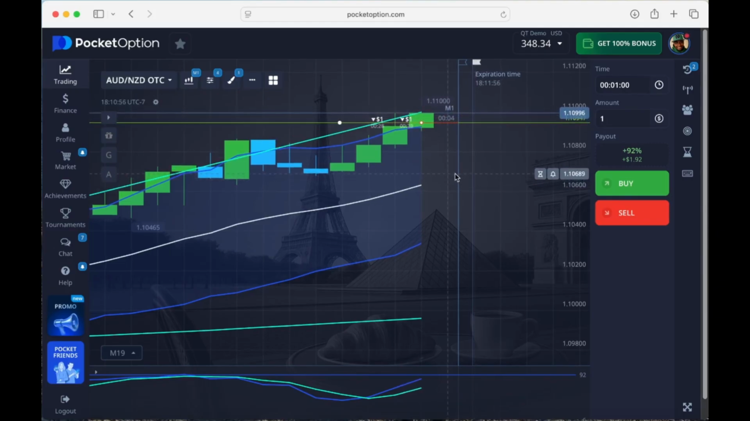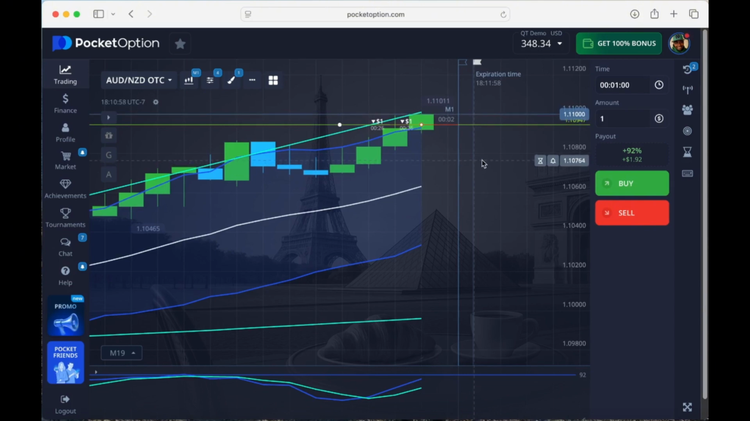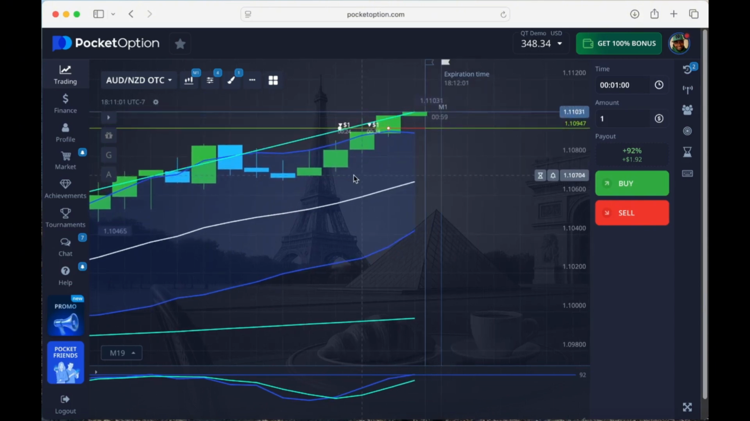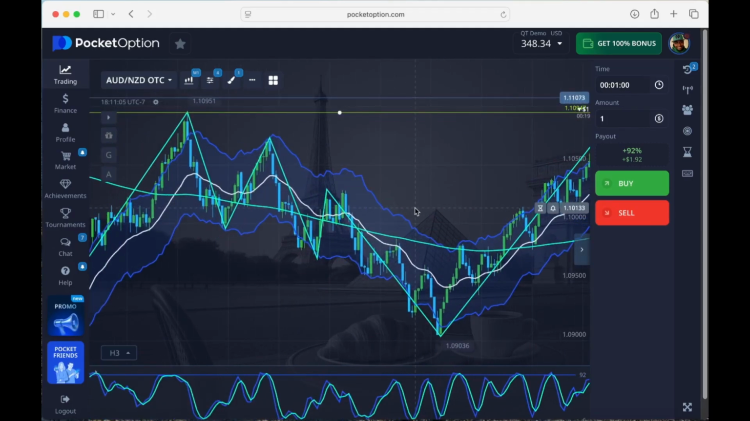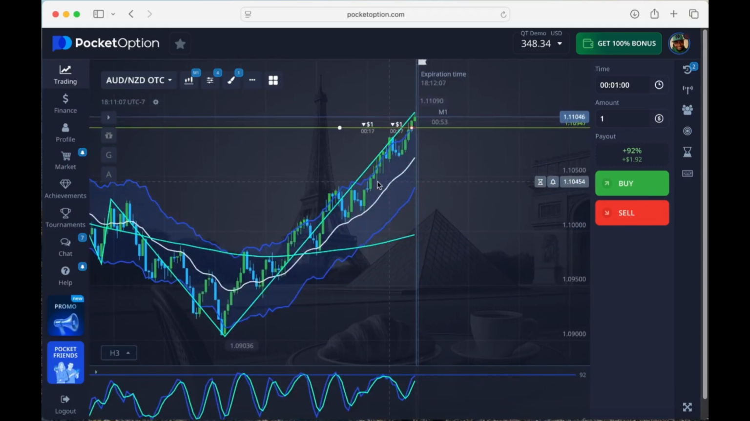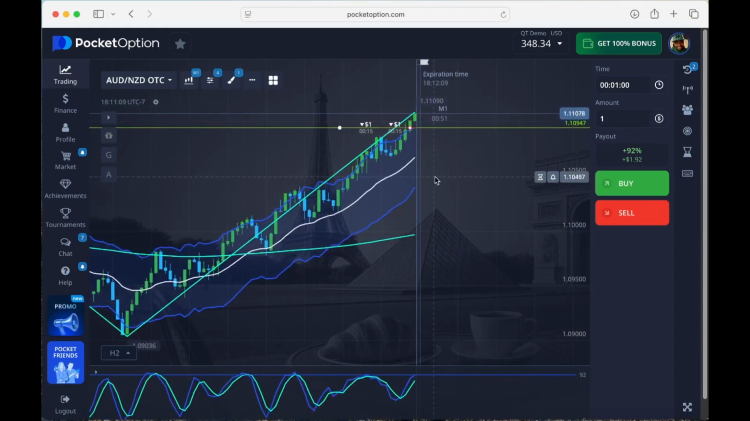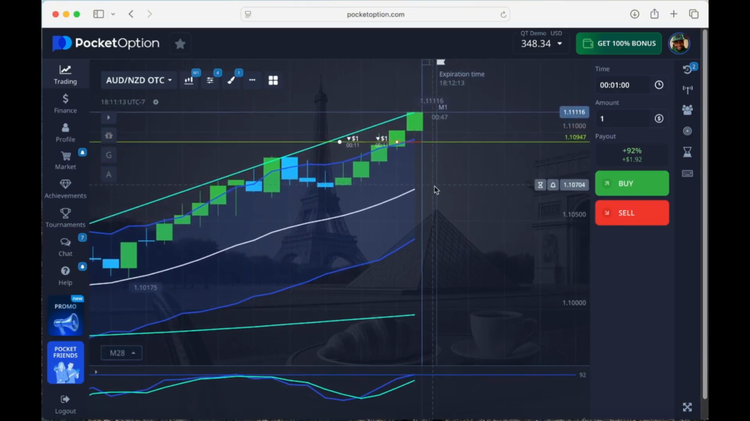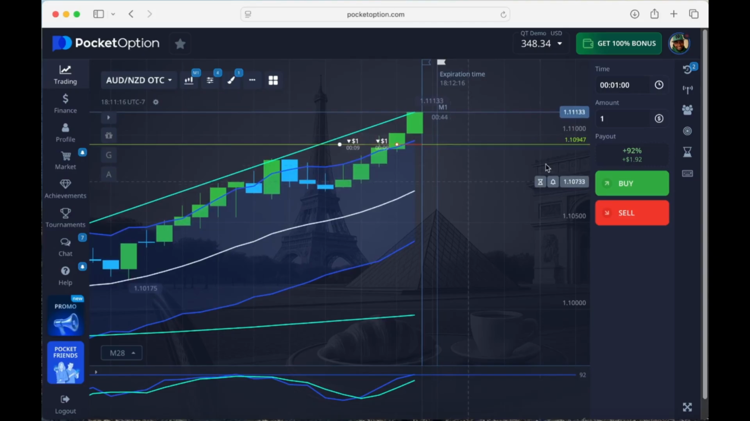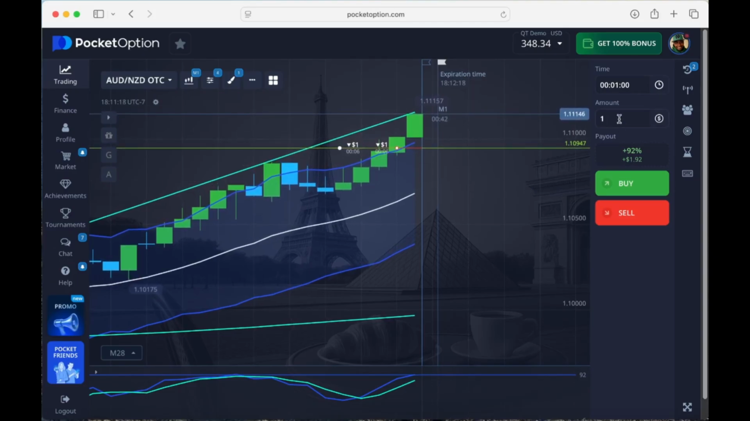Got about 28 seconds. Let's see what happens. So it's starting to shoot up more, and once I see it's shooting up more, I'll go back to the M15 to see exactly where it's headed, or I'll go to a higher time frame as well. So that's my second entry.